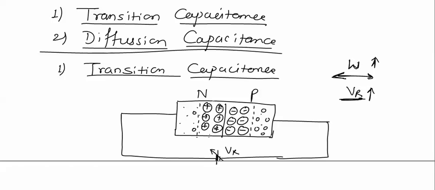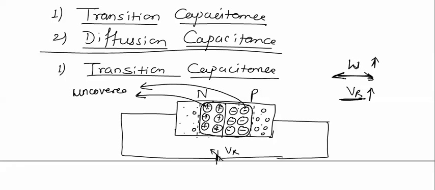The depletion layer width increases with increase in reverse bias voltage. The positive and negative charges in the depletion layer are positive and negative ions. Both are charges, and I can call them uncovered charge.